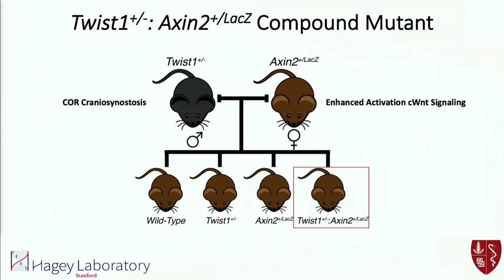To explore this question, we developed a Twist-Axin2 compound mutant, with the knowledge that the TWIST1 mouse harbors a coronal craniosynostosis, while the Axin2 mouse is a model of enhanced activation of canonical Wnt signaling. And we were curious about the frequency of coronal craniosynostosis in this Twist-Axin2 compound mutant relative to Twist mice alone.